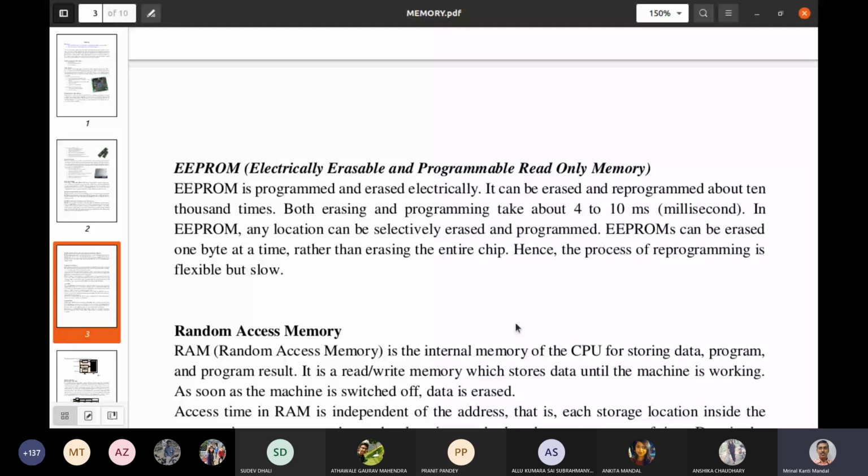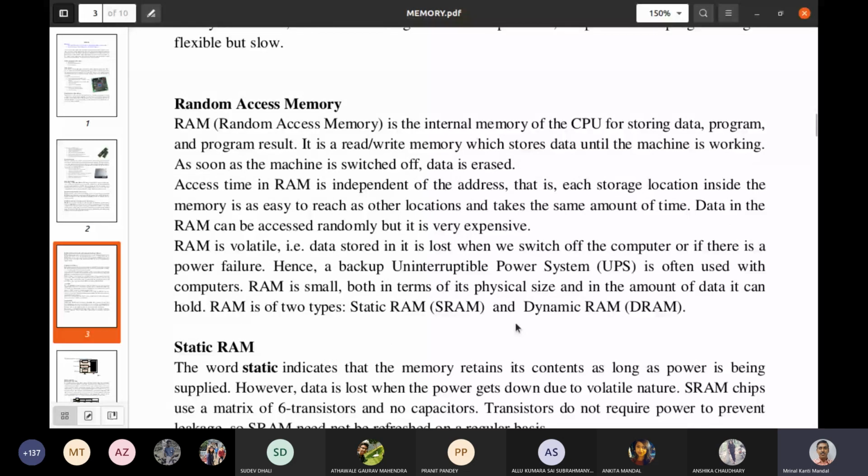Now another is RAM. You are very much familiar with this word RAM, that is random access memory. It is the primary memory of the CPU. The CPU will interact with this memory through your cache memory, and it is volatile memory.